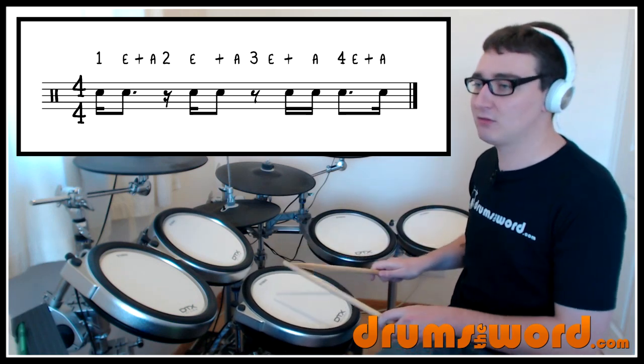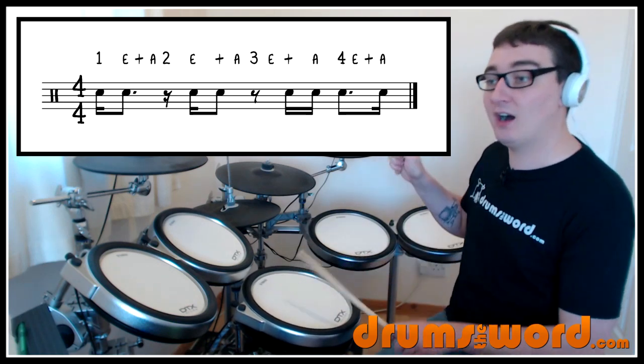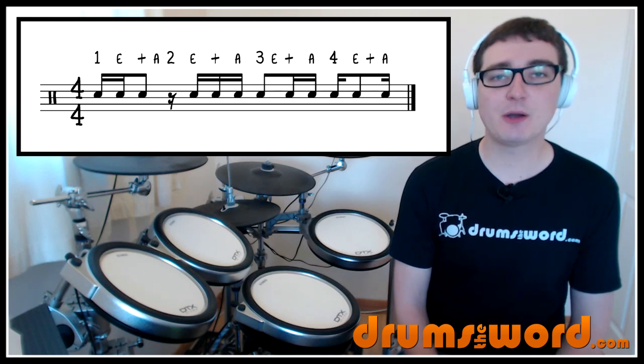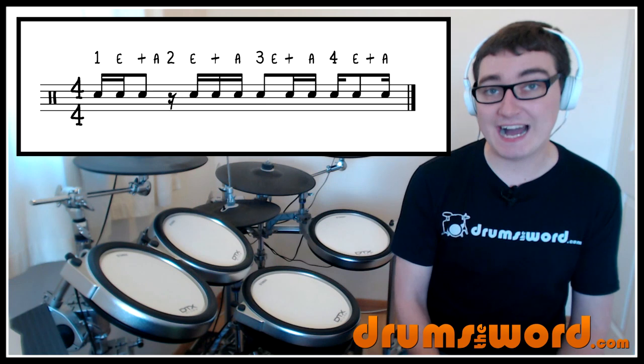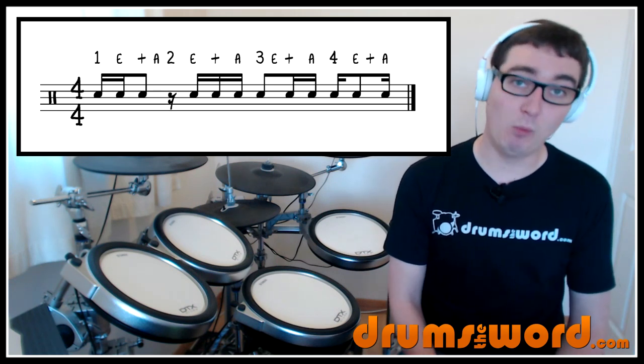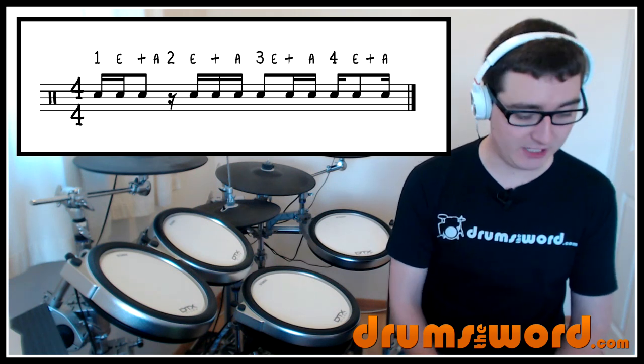2 E and 3 E and 4 E and This next example is going to show us how best to write 3 notes per beat. So 1 E and 1, 1 E, all those 4 combinations.